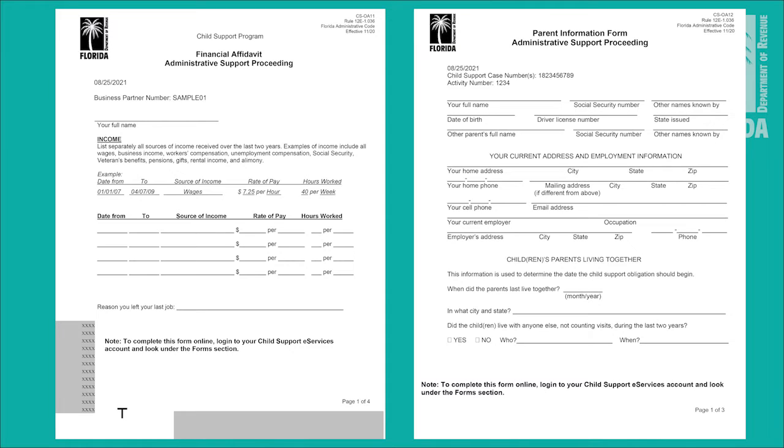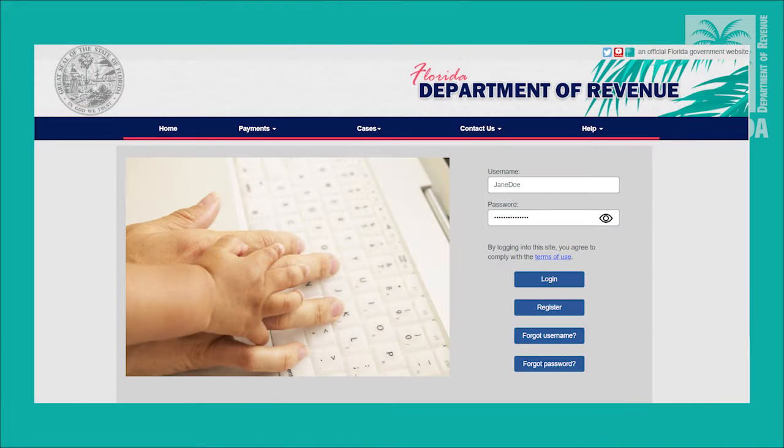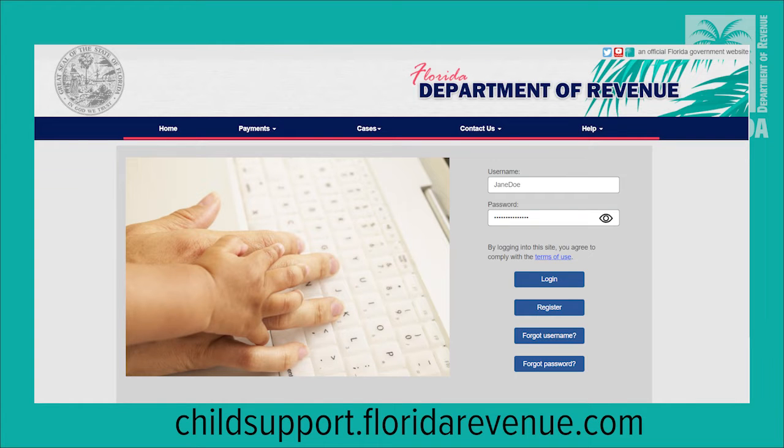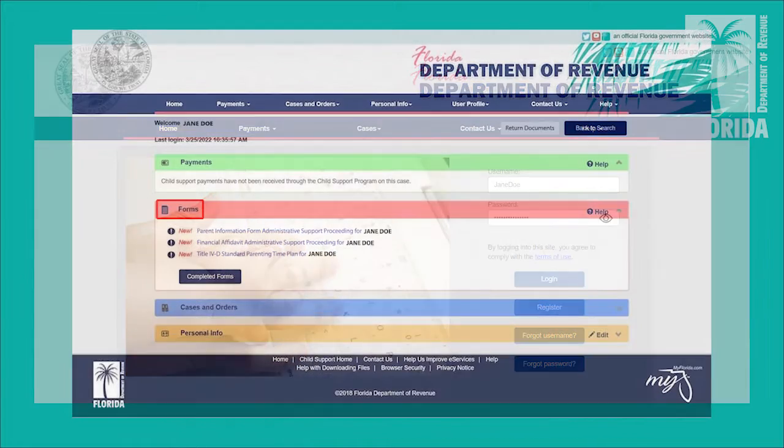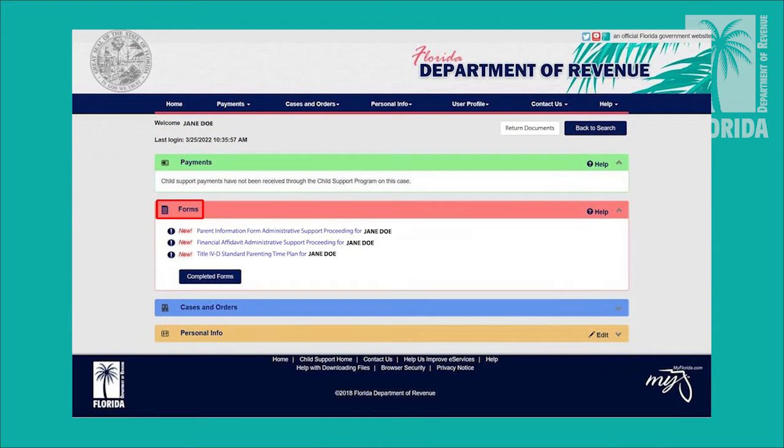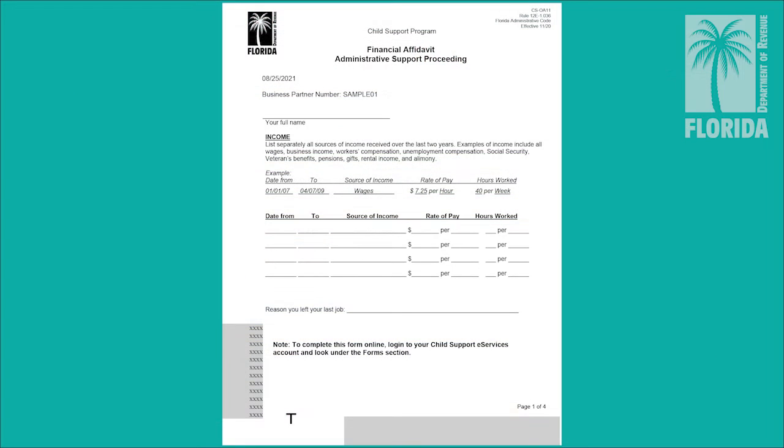To help us process your case quicker, please complete the financial affidavit form online. To do this, log in to your eServices account or create an account if you don't have one at childsupport.floridarevenue.com, click on the Forms section, and then click on the Financial Affidavit form. Now, let's get started completing the Financial Affidavit form.